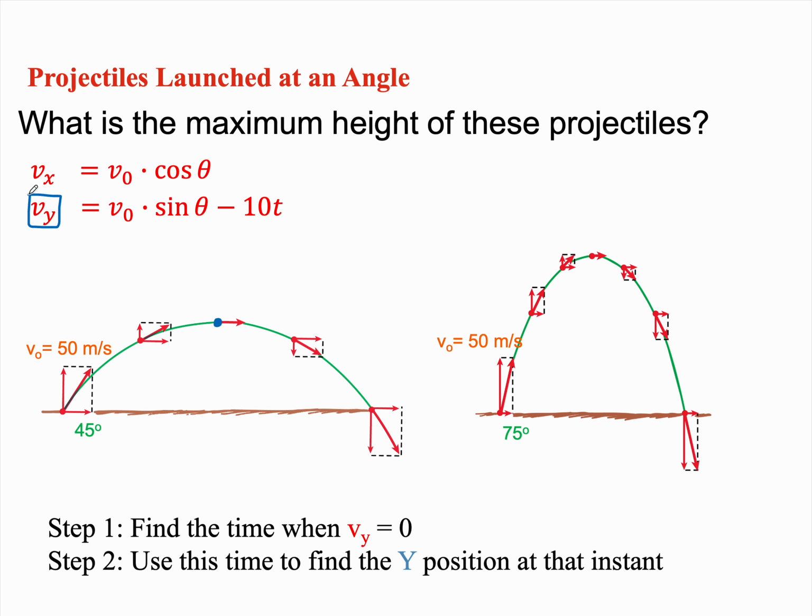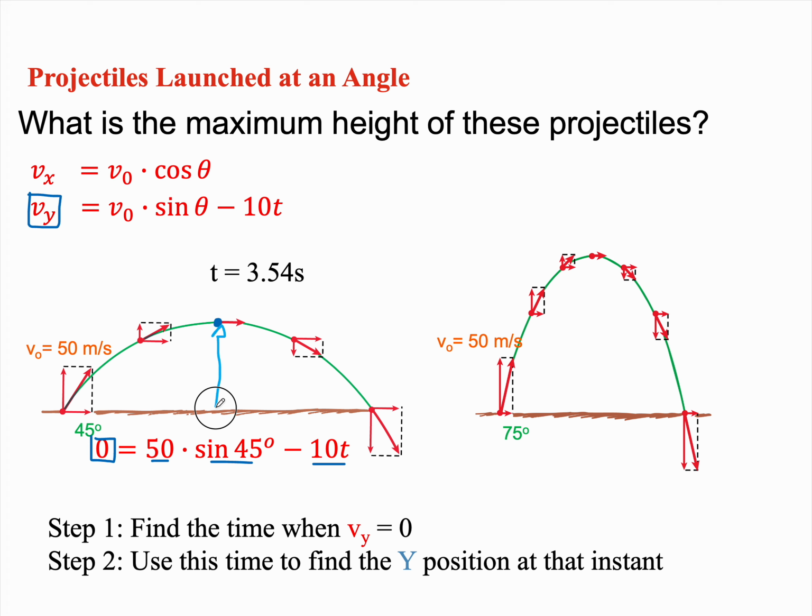And so we can figure out what time that occurs. So we stick in 0 for v sub y. Initial velocity was 50, sine of 45, minus 10t. Solving it, you'll discover it's going to be at its highest point at t equals 3.54 seconds, just solving that equation. That still doesn't give us the maximum height.